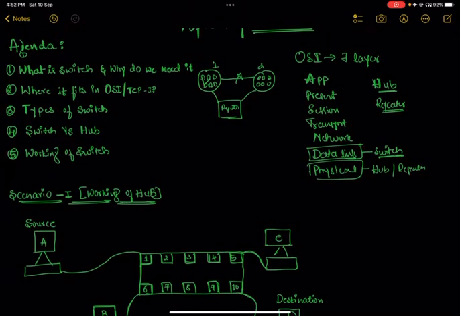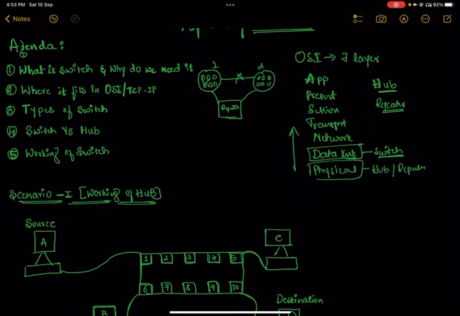So this made us come up with a new device, and that is why we have a new device called switch. And before we get into understanding more about switch, always keep this in mind: whenever we go from the bottom up, from the physical layer to the top application layer, the devices we have always come with better intelligence. Let's take an example. At the bottom layer we have hub and repeater. If you compare hub and repeater with switch, switch has better intelligence than hub and repeater.